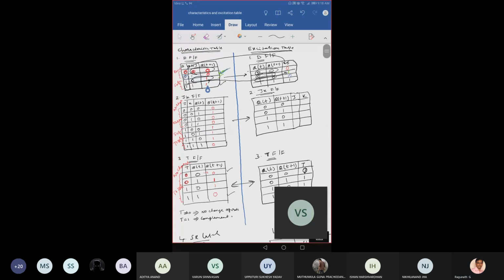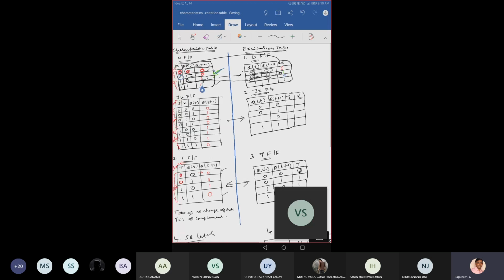But if you look at the JK flip flop, it has 8 input combinations. In the characteristic table, we have written 8 combinations. But in the excitation table, how many combinations have we written? Only 4. So 0 0, 0 1, 1 0, 1 1. These 8 combinations should be converted into 4 combinations.